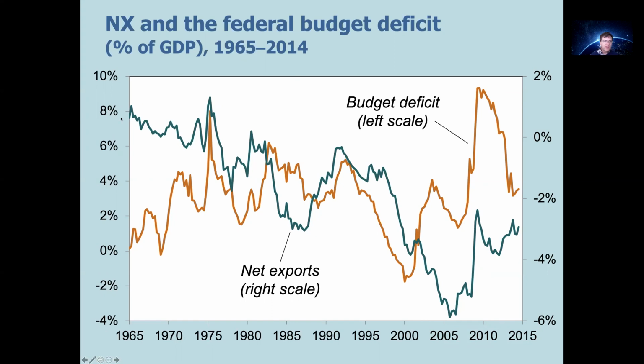The federal budget deficit is on the left scale. A higher deficit should reduce net exports. So according to the theory, these should be going opposite one another, and they often do. Not always, but they often do. Okay.